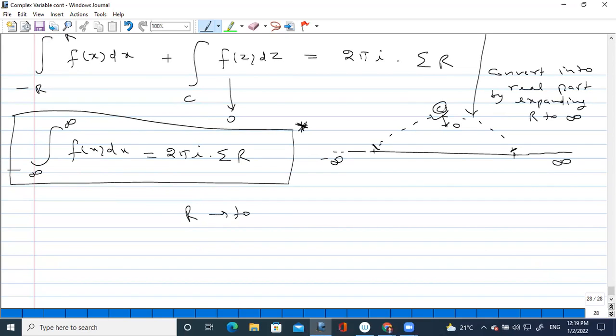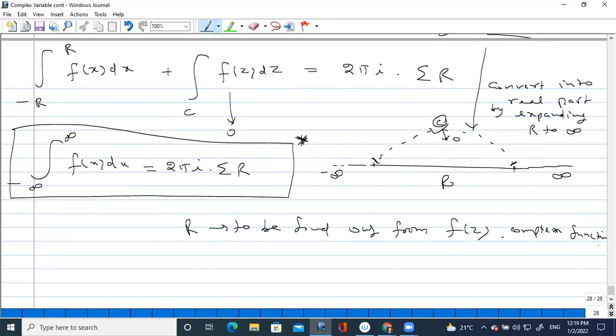The residue has to be found out from f(z), which means the complex function. f(z) is a complex function. So like this, my question is again converted, so it has now become real space.